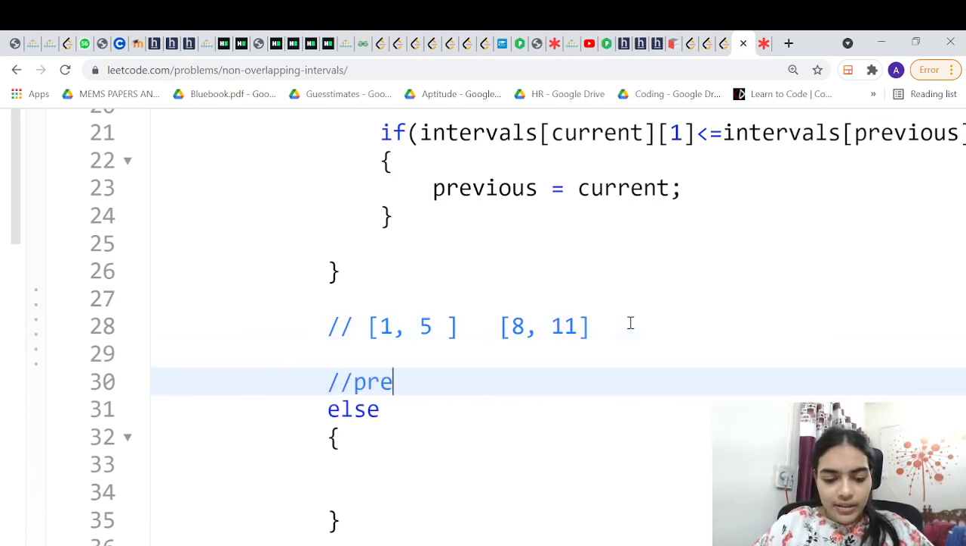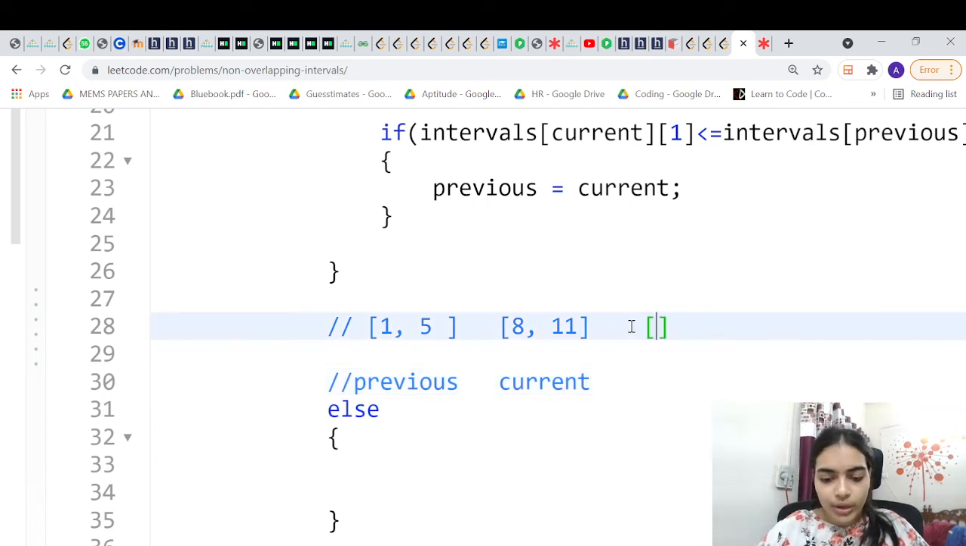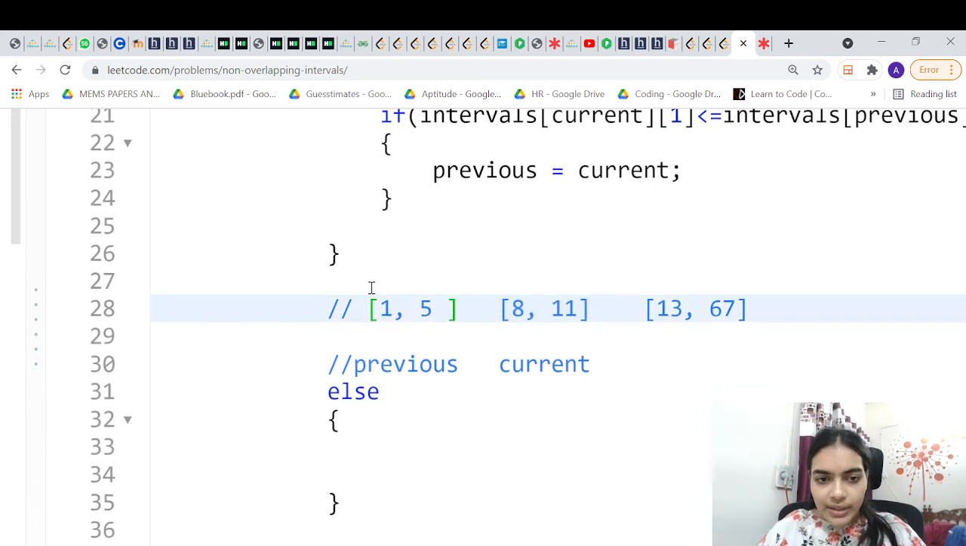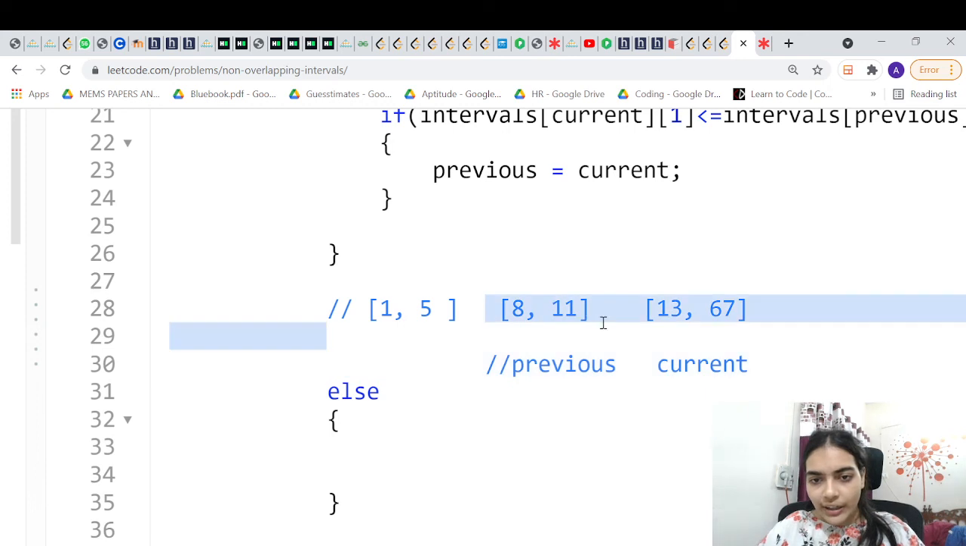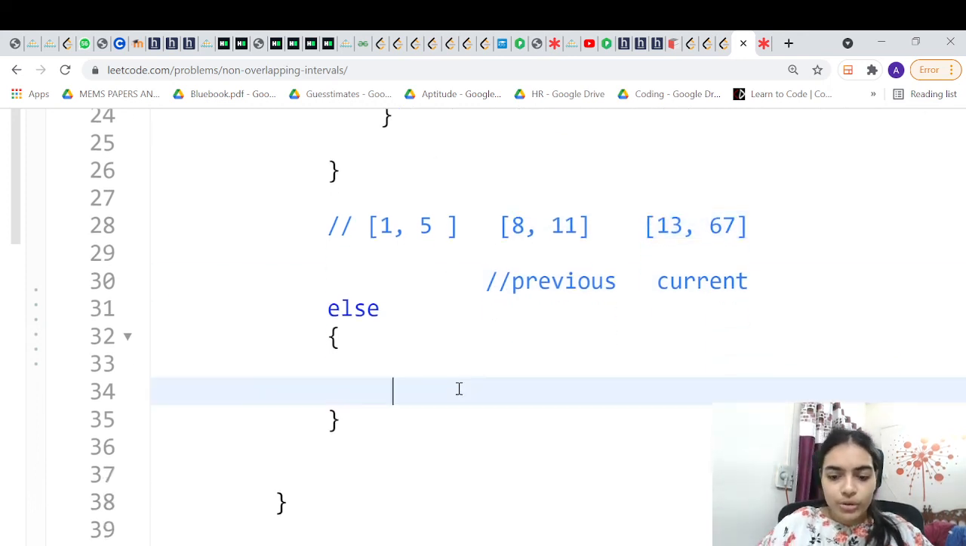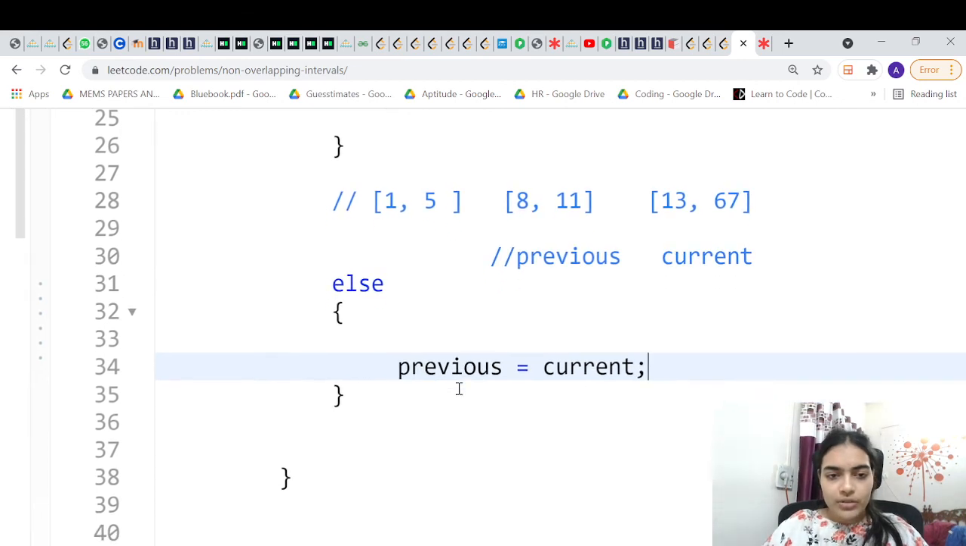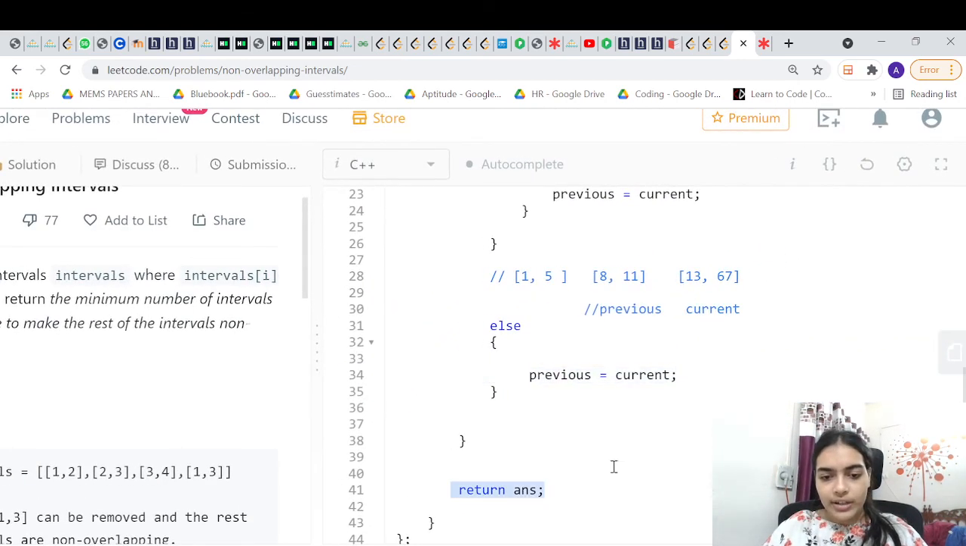Because see, this was your previous and this is your current. Now you will go forward to compare with the next element, whatever the next interval may be. Let me just take some random example. This was your previous, this is your current. But now when they are not overlapping, you don't have to delete anything, but you still have to shift your previous and current to compare the next values. So you will still shift previous and current. Okay, so that's it, and finally you will return answer.